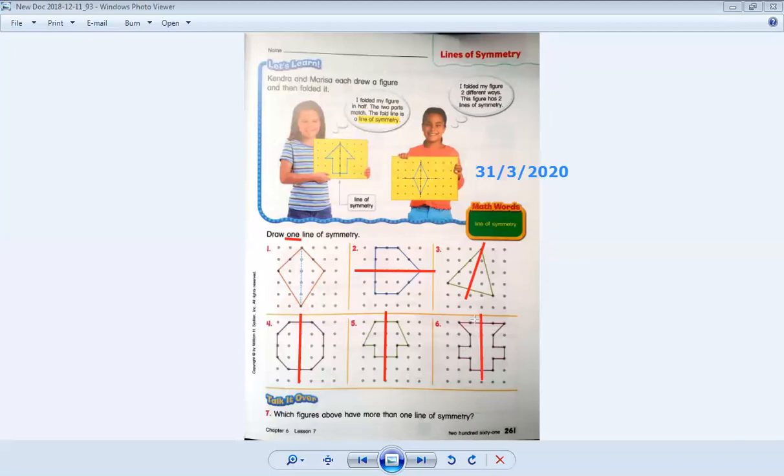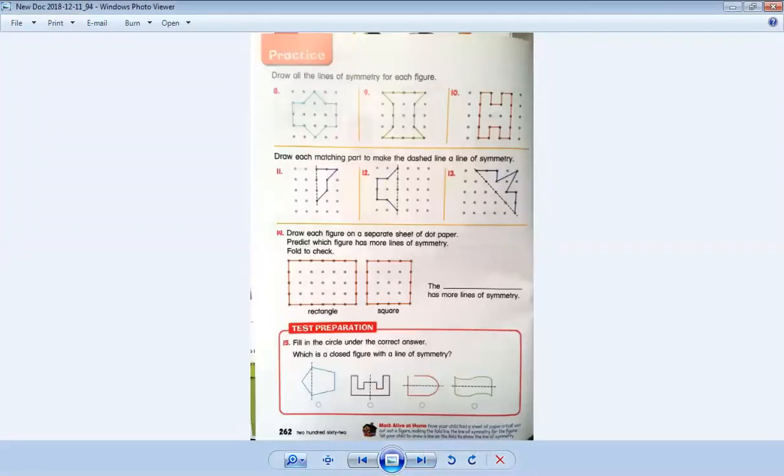Is it right? This part is the same as all this part, and I can fold, and they match exactly. So like that we answer this page. Let's move to the next page and make it a little bit bigger.